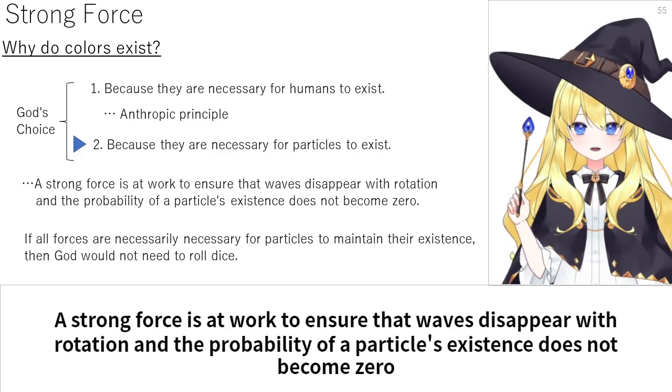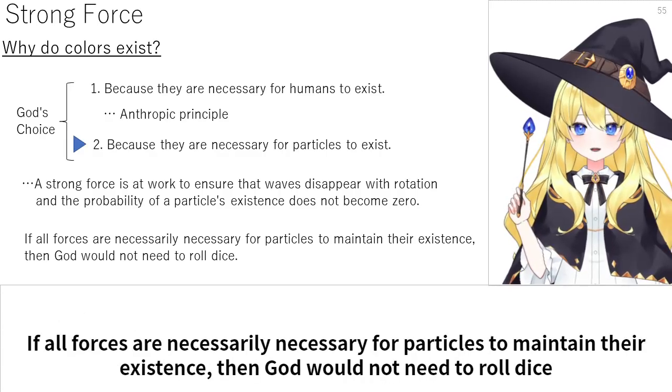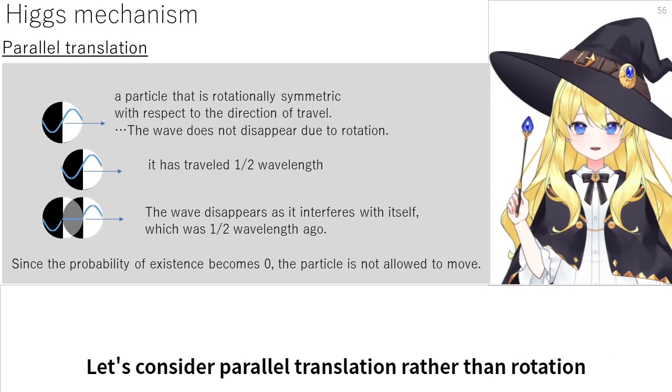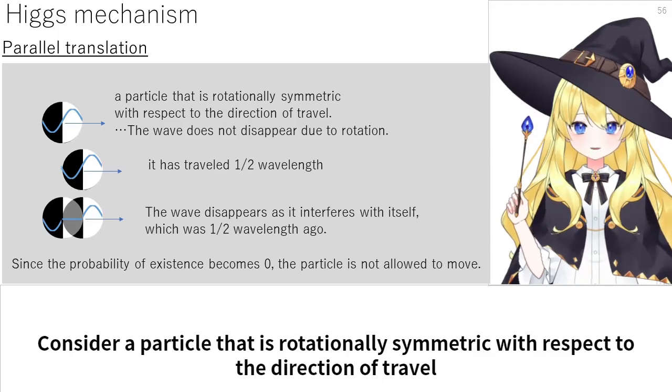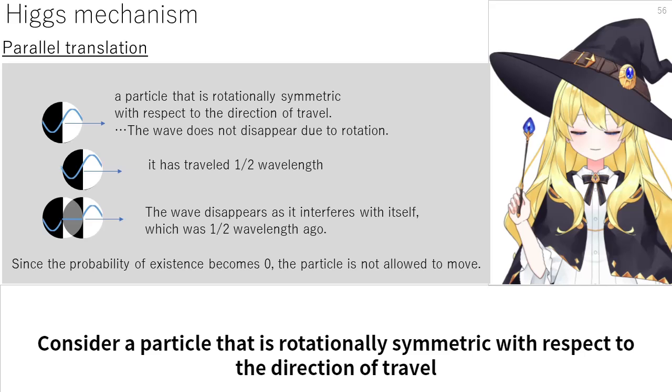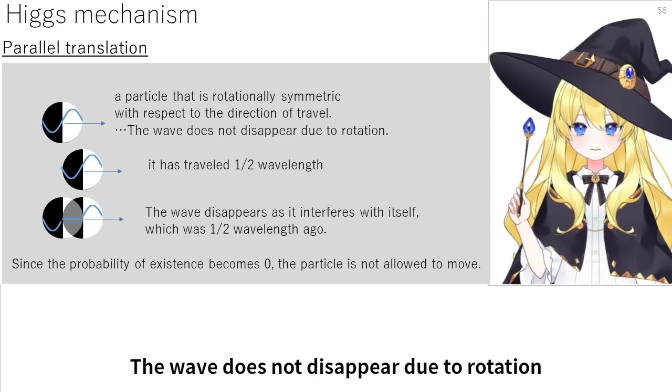A strong force is at work to ensure that waves disappear with rotation and the probability of a particle's existence does not become 0. If all forces are necessarily necessary for particles to maintain their existence, then God would not need to roll dice. Let's consider parallel translation rather than rotation. Consider a particle that is rotationally symmetric with respect to the direction of travel. The wave does not disappear due to rotation.